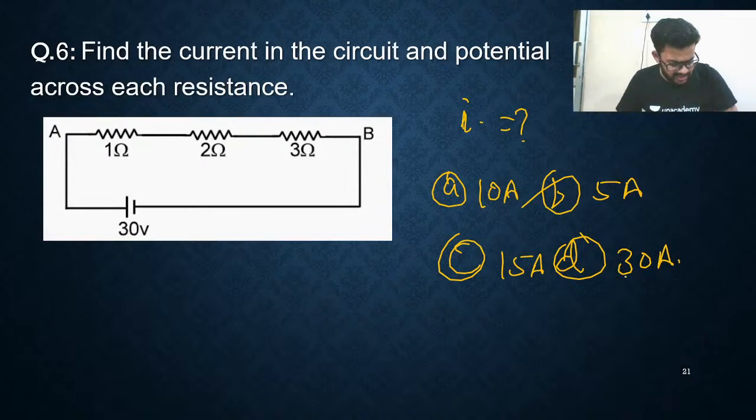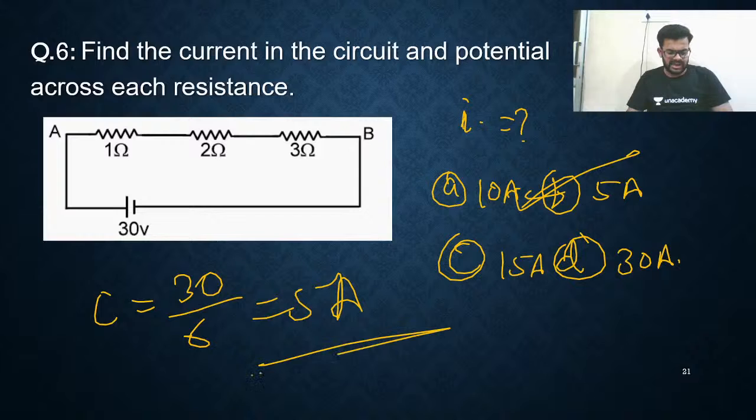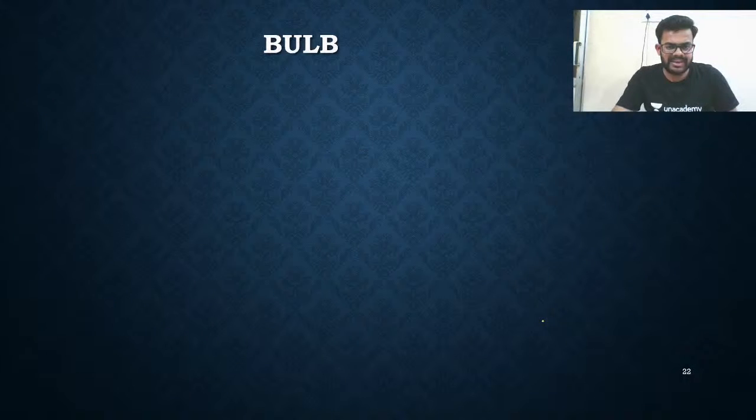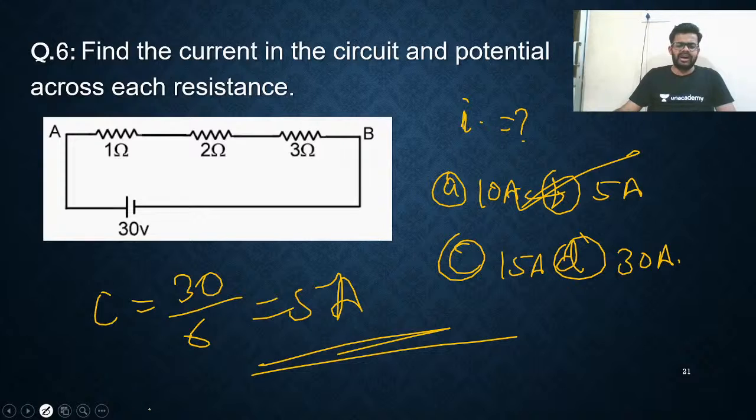Yes, Hetvi, Rajni, I will not explain the derivation. Let us move quickly. Yes, answer is B. Very good. So B is the correct answer. I can say 30 divided by total resistance 6, 5 ampere is the answer. That's all. Very good.